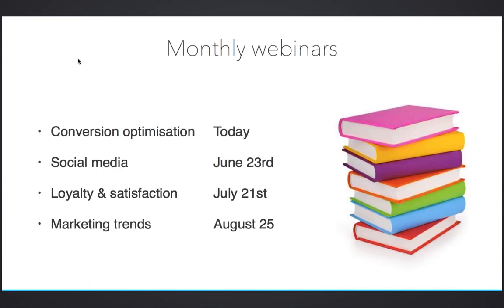So we're doing this every month. As I said, this month we're going to talk about conversion optimization. Next month, our topic will be social media, followed by loyalty and customer satisfaction in July. And in August, we're going to talk about marketing trends.